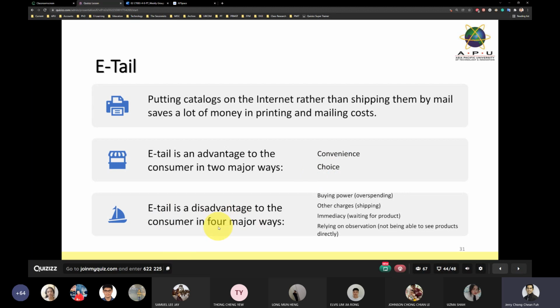E-tail also has disadvantages, of course, whereby you see overspending happening. There are additional charges, which include things like shipping. You will need to wait for your product, right? With online shopping, as we are all aware of. Relying on observation, not being able to see products directly. This is a major one. For example, would you buy an item online if you notice that there are 0 reviews, right? And when you think about it, all products started with 0 reviews. But until you see a significant number of reviews there, it may not be one of your first choices to purchase from or even to buy from.